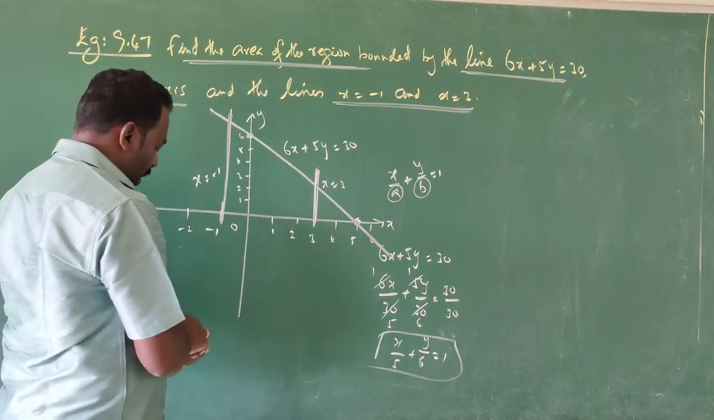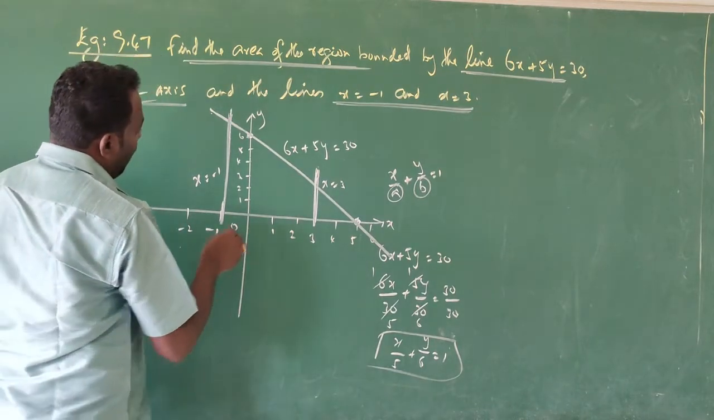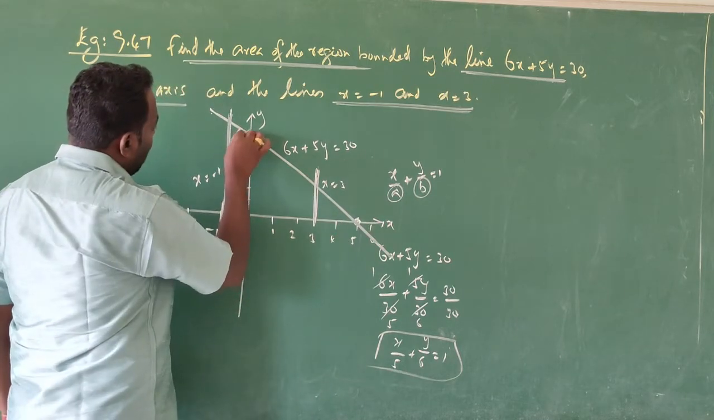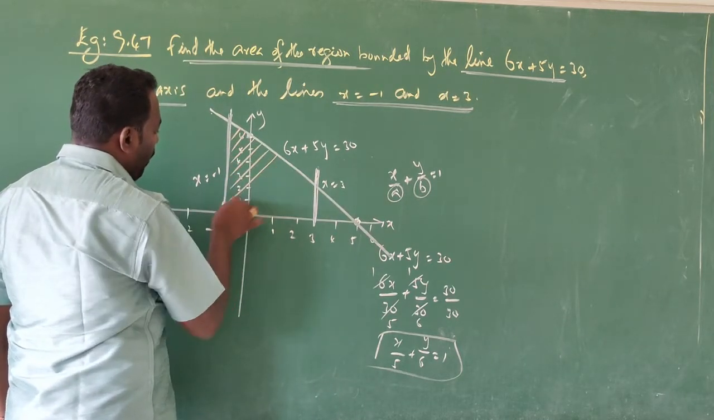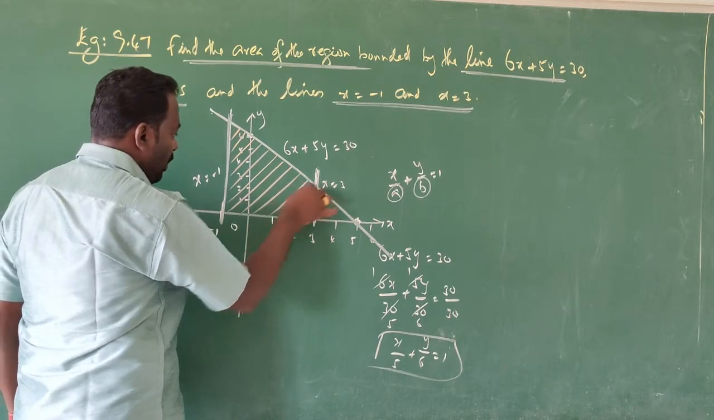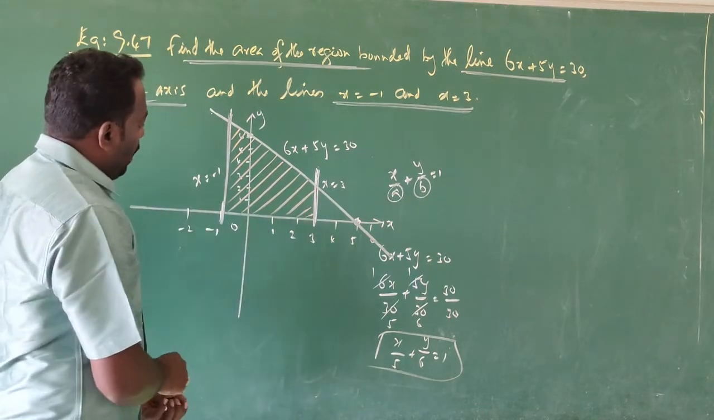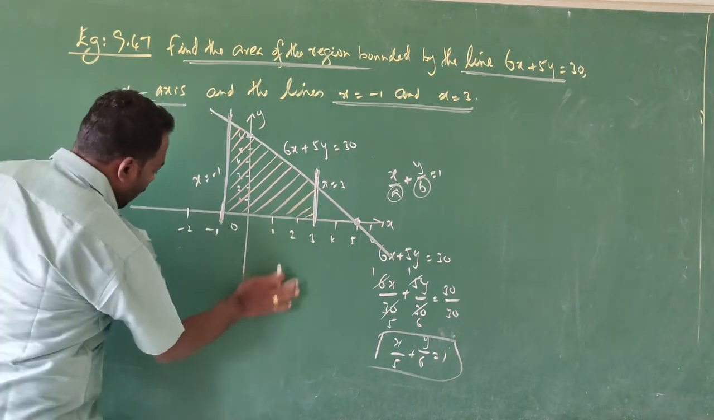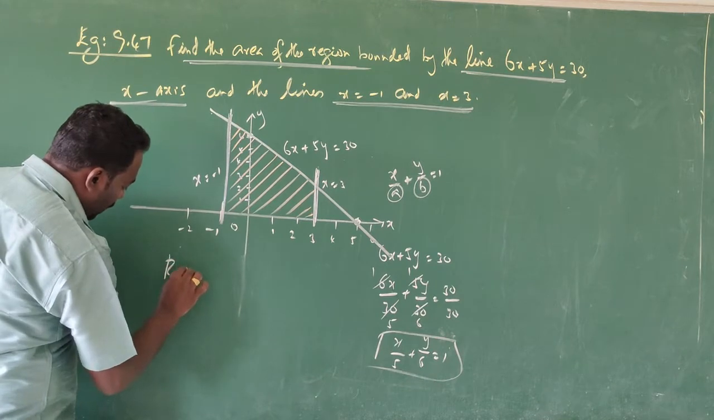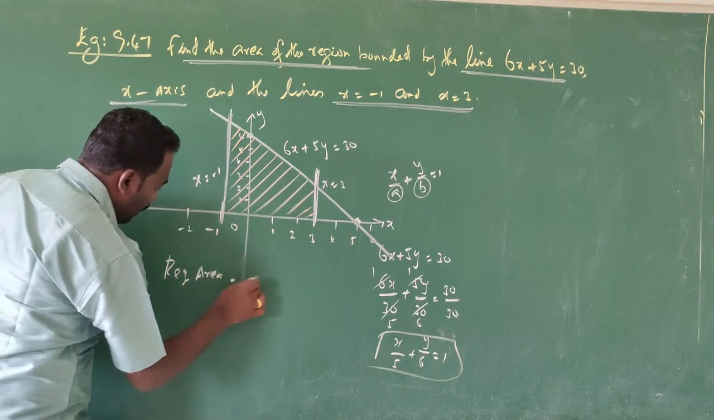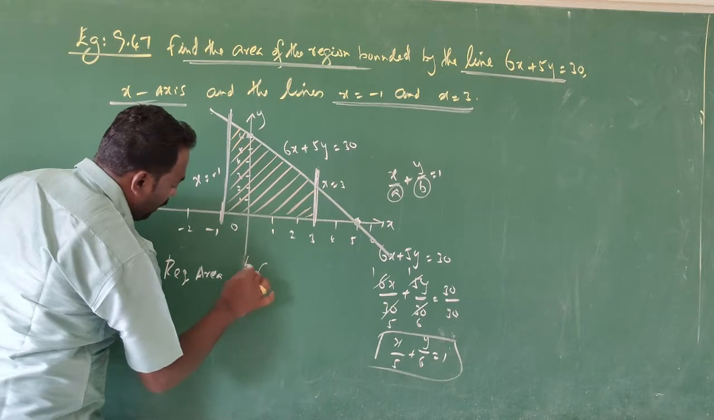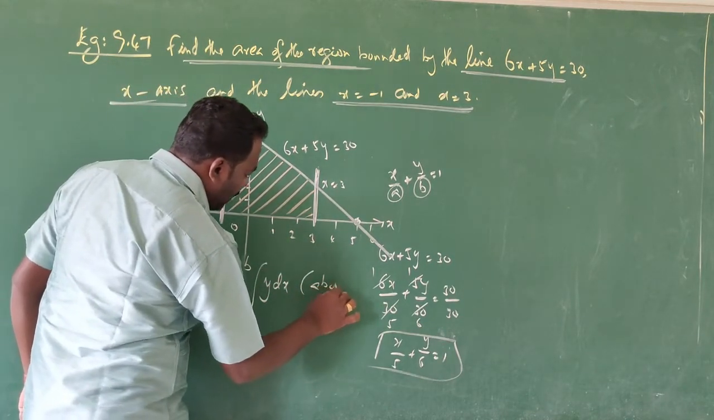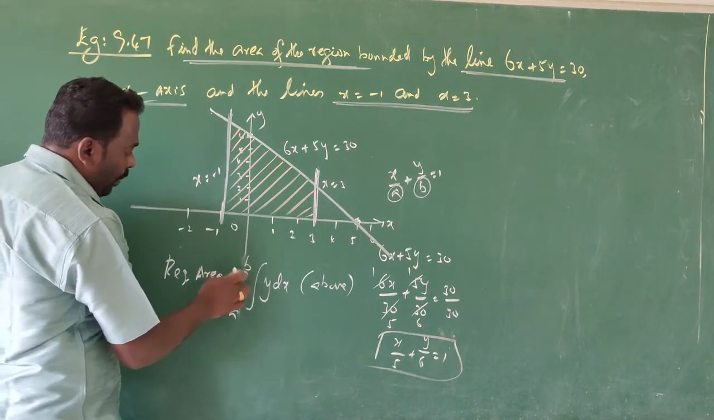Now we want to find the bounded area between the line, between the two boundaries, and the x axis. This is the required area, and it lies above the x axis. So we know the formula: the required area is equal to the integral from a to b of y into dx, above the x axis. We apply this formula.